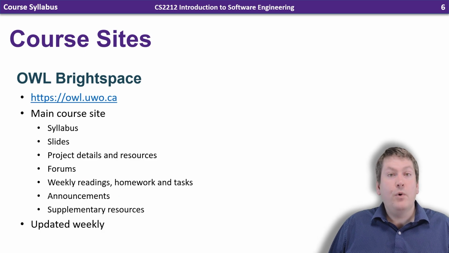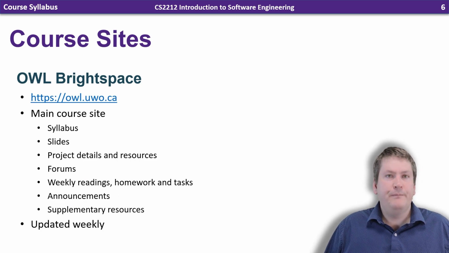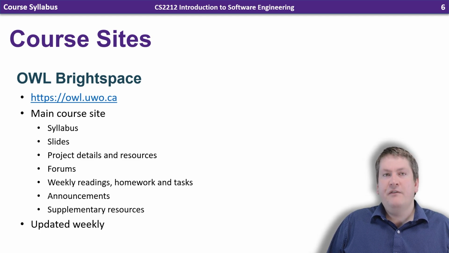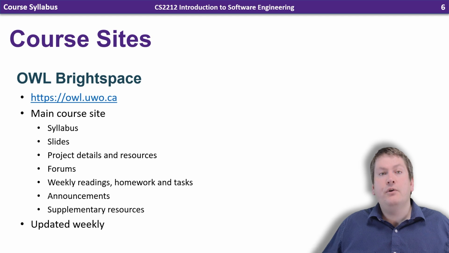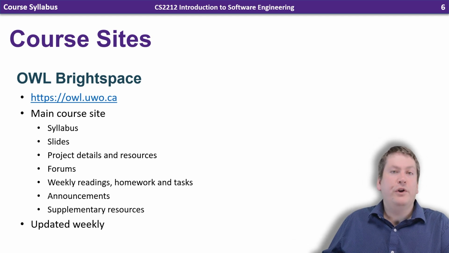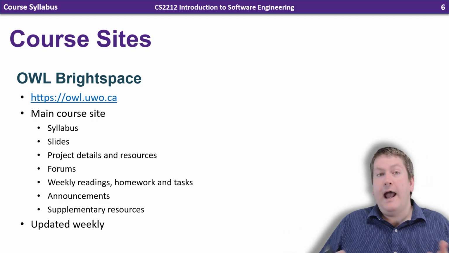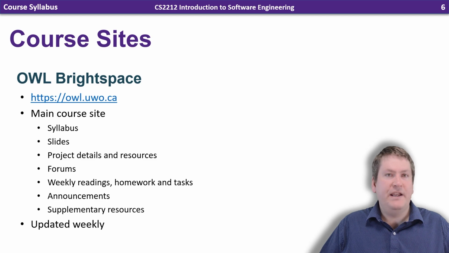So there are a few course sites that we're going to have to worry about. The first one is OWL Brightspace, and that is Western's learning management system. For those of you that are new to Western or those of you that are used to the old learning management system, OWL Brightspace is a new learning management system, so it might take some getting used to. It's replacing our old version of OWL.